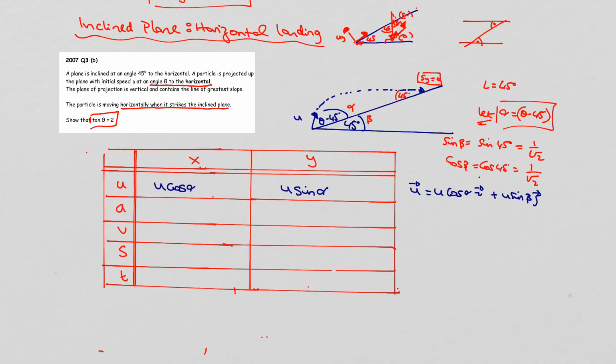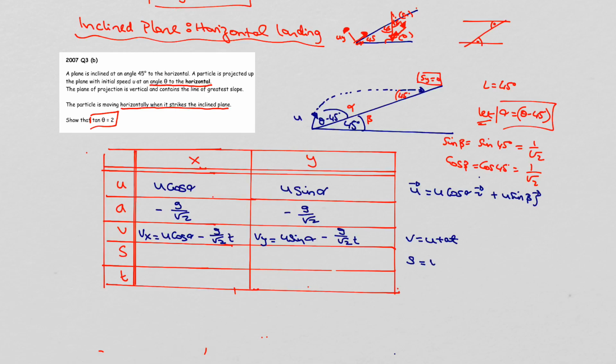So therefore this becomes minus g sine beta, and of course sine beta we saw was 1 over root 2. And then y is minus g cos beta, which again is 1 over root 2. So that's going to be minus g over root 2 also. V is equal to u plus at. So therefore we have Vx is equal to u cos alpha minus g over root 2 t. And then v in the y direction is u sine alpha minus g over root 2 t.